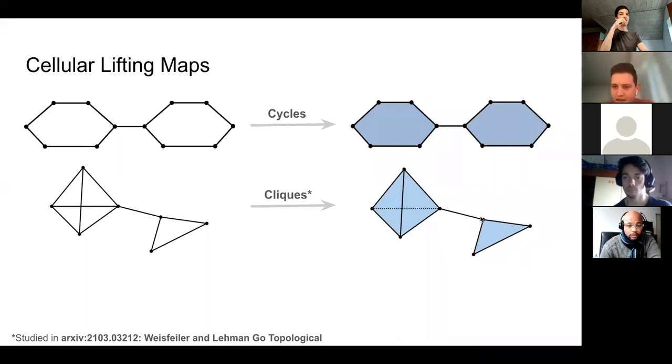Then I see there's also a question in the chat. Is the linear region of CIN greater than, less than, or equal to the linear region of SIN? Because in simplicial message passing we analyze these linear regions. Yeah, I see Muhammad says thank you for SIN and CIN. Yeah, we definitely caused some confusion there.